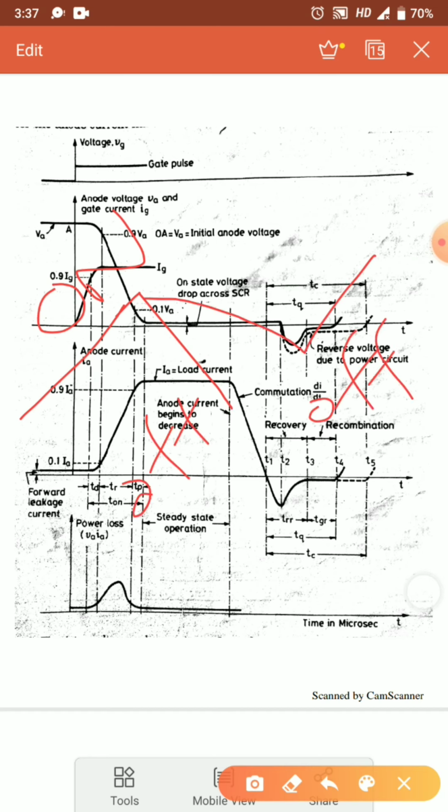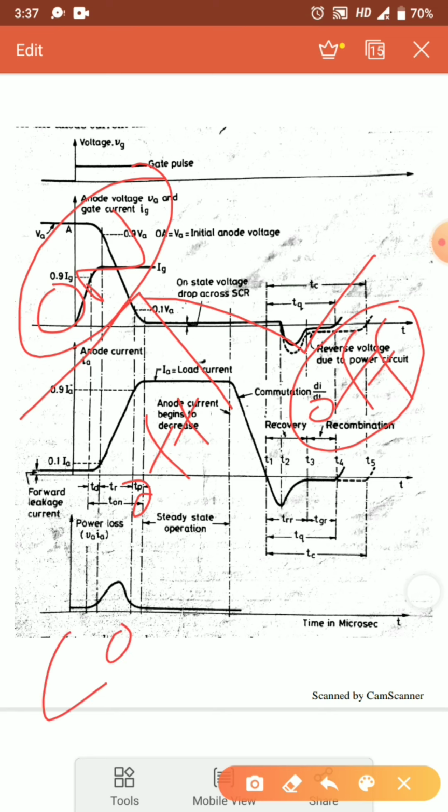So the transition that an SCR makes when it is in the conduction state, going from that state to its off state, we call the thyristor turn off time. Here we can say that the SCR is coming to the blocking state, or we can also call this the commutation process, that is the duration from on to off. This is what we will call the commutation process.